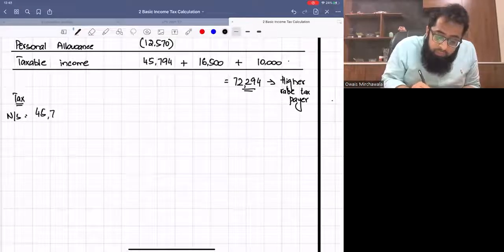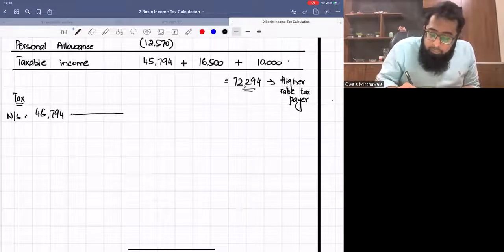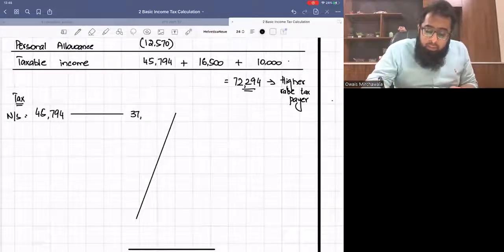Non-saving income is 45,794. First 37,700.